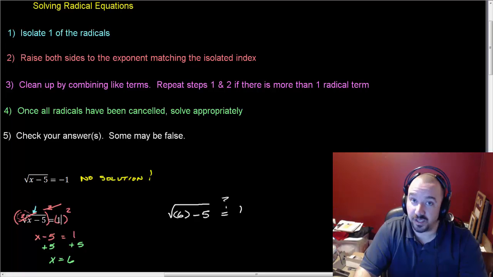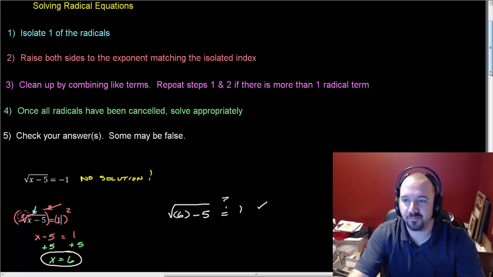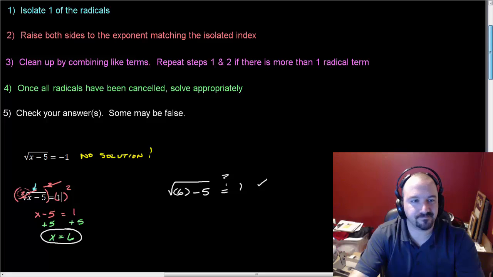Well, 6 minus 5 is 1. Square root of 1 is in fact 1, so yeah, it's true. This is a good answer. So that's the answer, x equals 6. The end. Wash, rinse, repeat 47 billion times. Seriously, that's all it is.